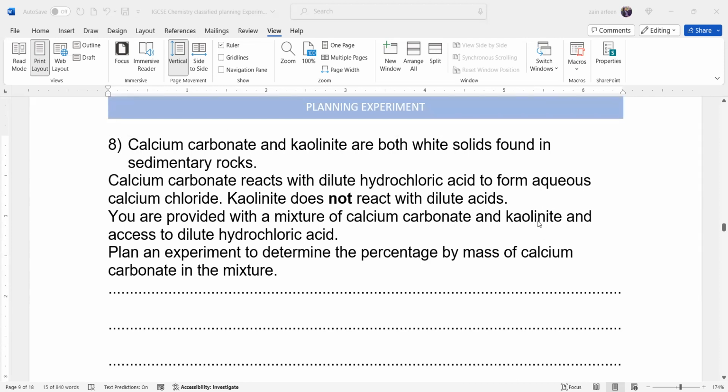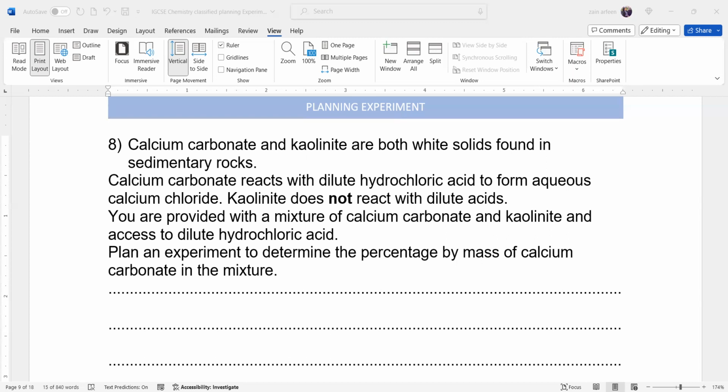Today's experiment: calcium carbonate and kaolinite are both white solids, which are found in sedimentary rocks. Calcium carbonate can react with hydrochloric acid to form aqueous calcium chloride, and the kaolinite does not react with dilute acids. You are provided with a mixture of calcium carbonate and kaolinite and excess hydrochloric acid. You have to plan to determine the percentage by mass of calcium carbonate in the mixture.